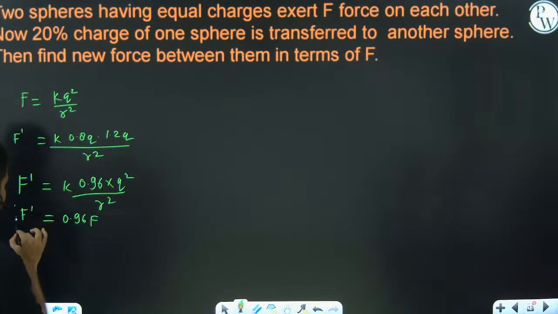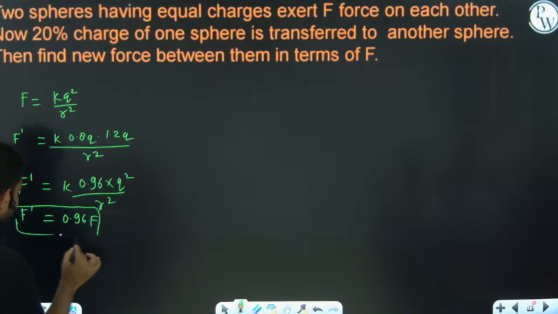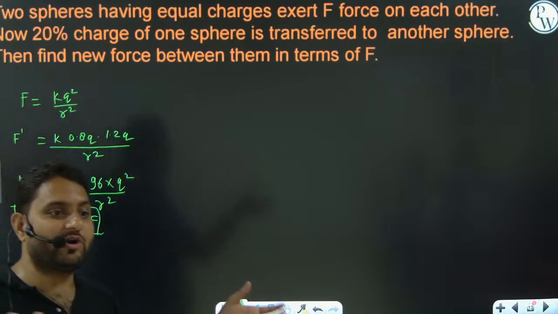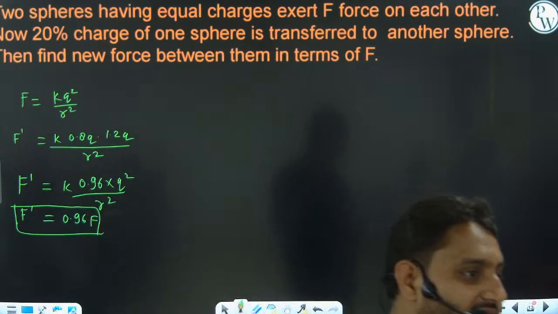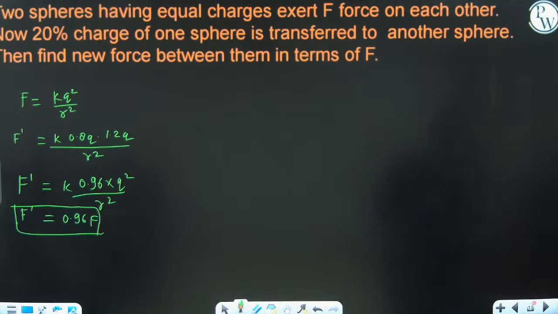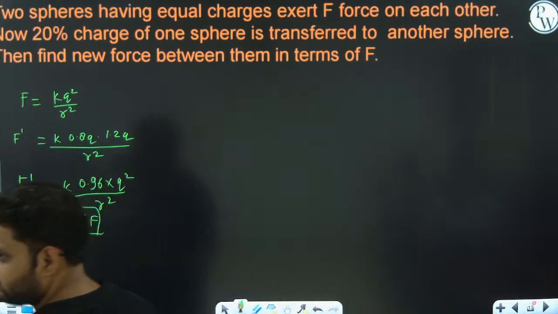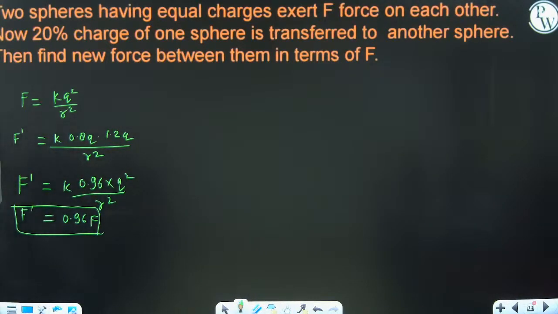Now you can see that the force has reduced because of the transfer of the charge. Force is maximum when both the bodies have the same charge. If they have unequal charges, then the force will be reduced. If they have the same charge, then the force will be maximum. Got it?